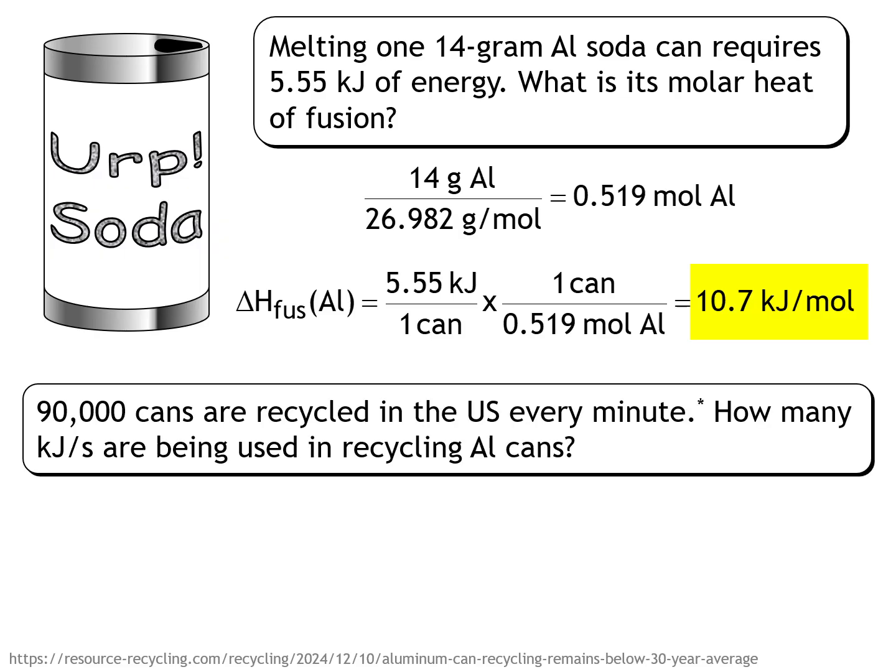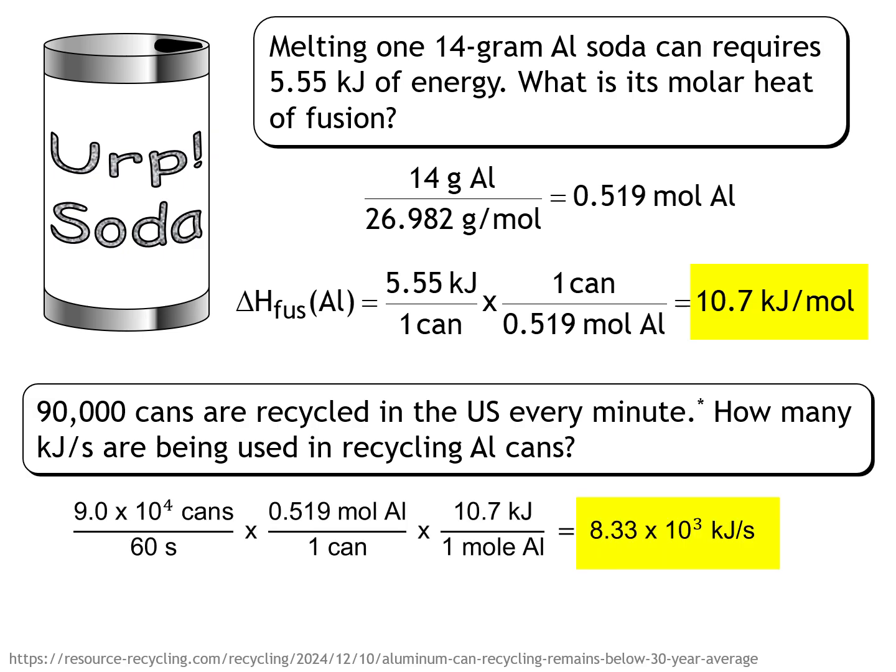In 2024, 90,000 aluminum cans are recycled in the U.S. every minute. It used to be a higher number. People just apparently are not recycling as much anymore, which is a shame. How many kilojoules per second are being used in recycling aluminum cans?